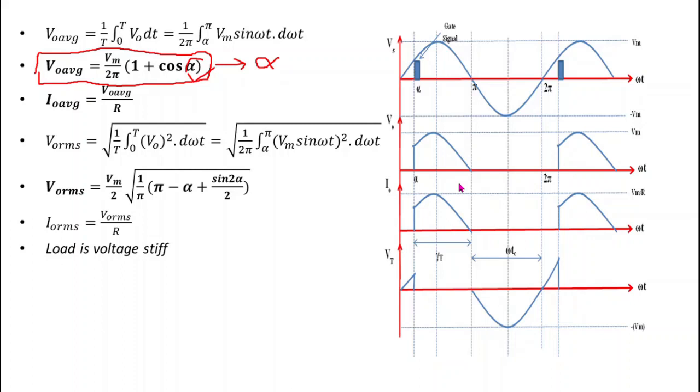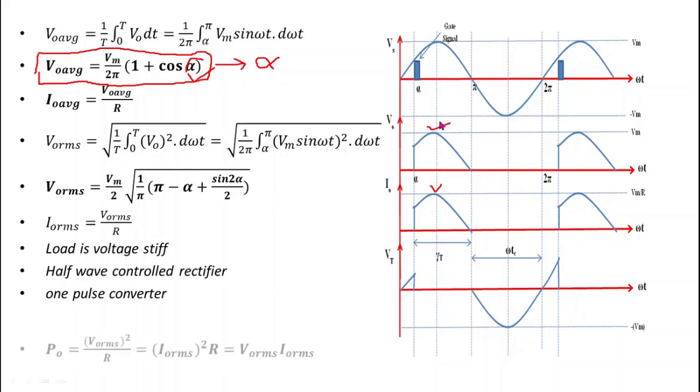Here the load is a voltage source type. Why is the load voltage source type? Because it is a resistive load and the current and voltage waveforms are similar. That's why it is a voltage source load, and it is a half wave control rectifier, and it is a one pulse converter. Why is it a one pulse converter? Because from 0 to 2 pi we are getting only one pulse of output voltage. That's why it is a one pulse converter.